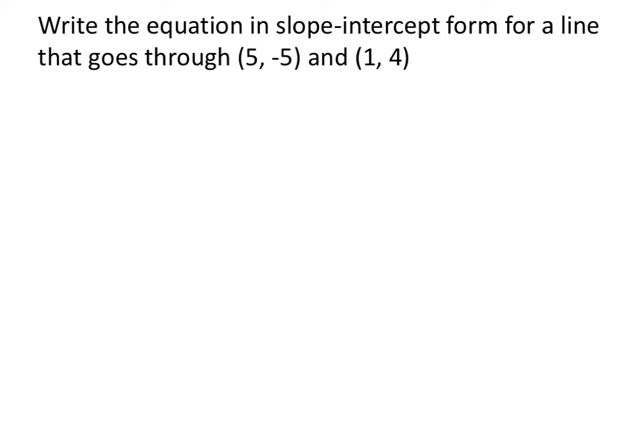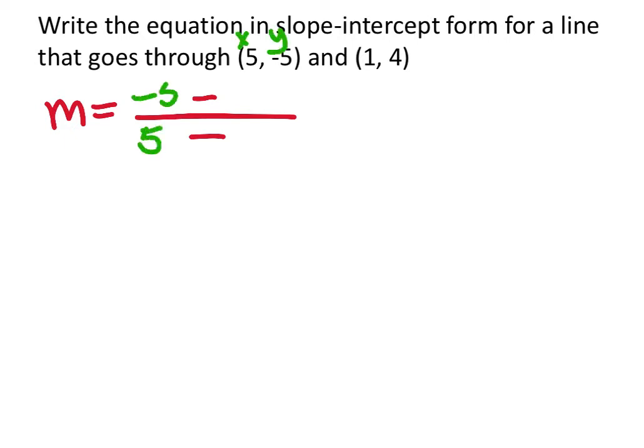So on this one, we're going to be using slope-intercept form. But this one does not give us the slope either, so I got to find the slope first. Okay. So I got my first ordered pair, 5, negative 5. So x is 5, y is negative 5. X in the denominator, y in the numerator. And the other ordered pair I have is 1, 4. X is 1, y is 4. X in the denominator, y in the numerator.